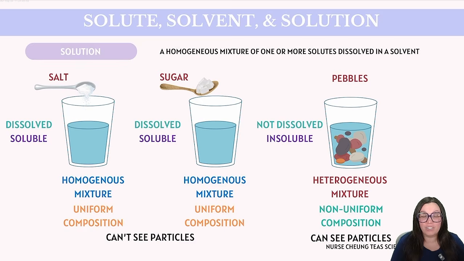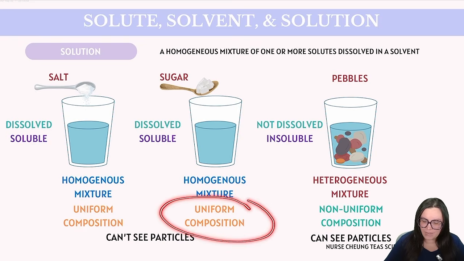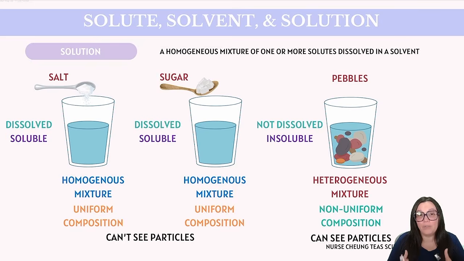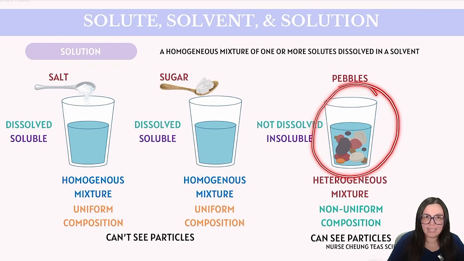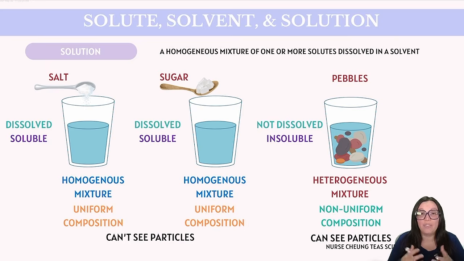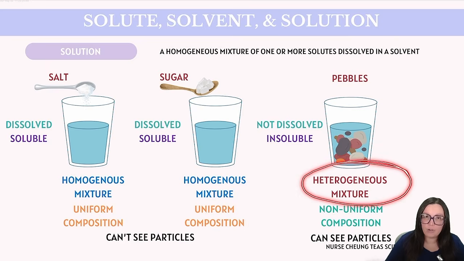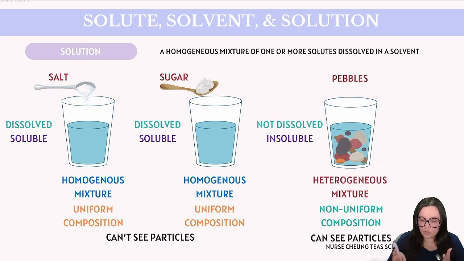Just like with our salt, sugar is also going to dissolve completely in the water, resulting in another homogeneous mixture. We're also not going to be able to differentiate between the sugar particles and the water itself. So again, it's going to have a uniform composition. However, unlike salt and sugar, the sand or pebbles that we put in our last water is not going to dissolve. This results in what we know as a heterogeneous mixture, where the individual particles of sand or pebbles are going to remain visible and distinct from the water.